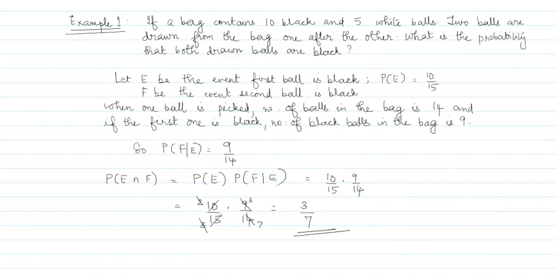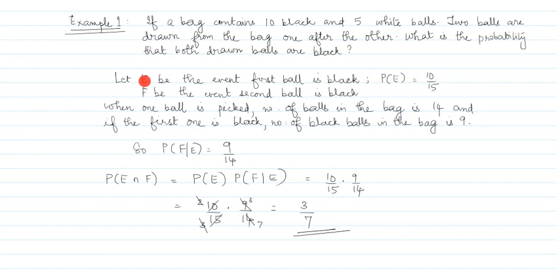If you take a bag which contains 10 black and 5 white balls, and 2 balls are drawn from the bag one after the other, what is the probability that both drawn balls are black? This is your question. So you can imagine the picture. You have a bag with you and you have 10 black and 5 white balls, and you are pulling out one ball after the other, and you're being asked what is the probability that both the balls that you draw are black.